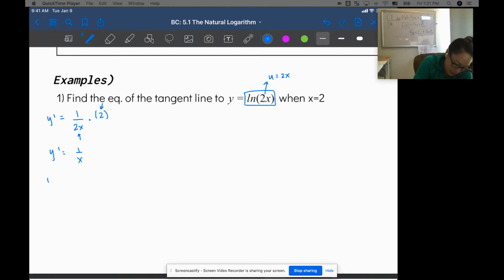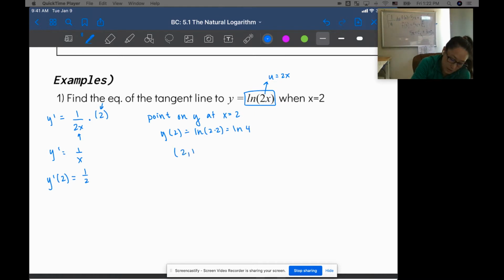All right. So we simplify, so y prime is equal to 1 over x. And then we need to find the value of the slope when x is equal to 2, so 1 over 2. And then we need the point on y at x is equal to 2. y of 2 is the ln of 2 times 2, which is the ln of 4. So the graph goes through the point 2, comma, ln 4. So now we can write our equation in point-slope form: y minus the ln of 4 is equal to 1/2 times x minus 2.